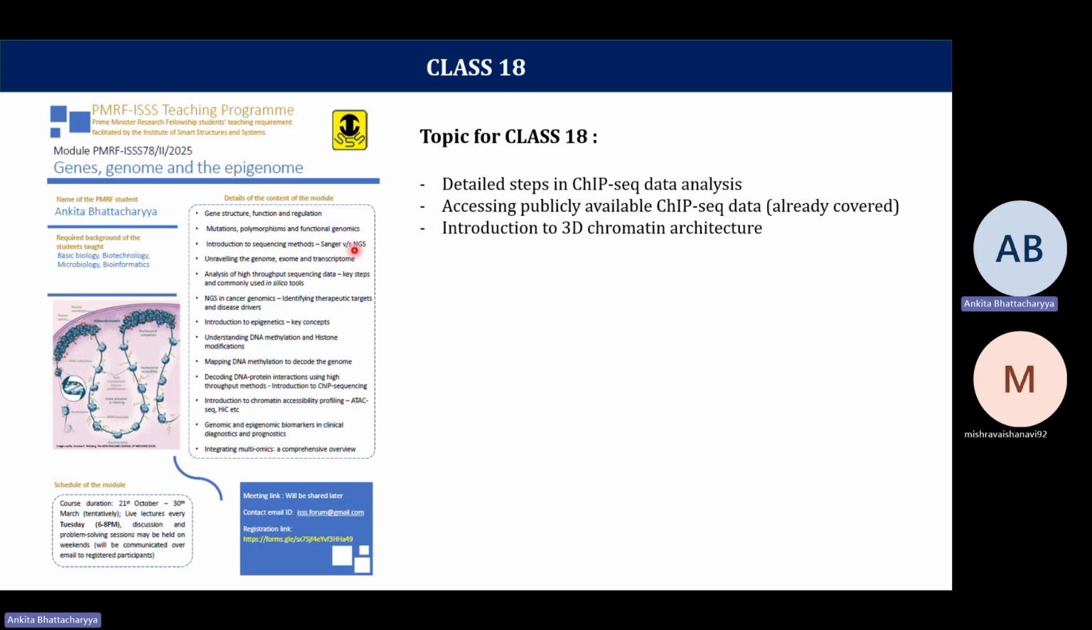What I was thinking we will be covering is this initial part on NGS, unraveling genome, exome, and transcriptome, because these were kind of overlapping topics. And then analysis of high-throughput sequencing data. What are the commonly used in silico tools? So we'll be doing that.